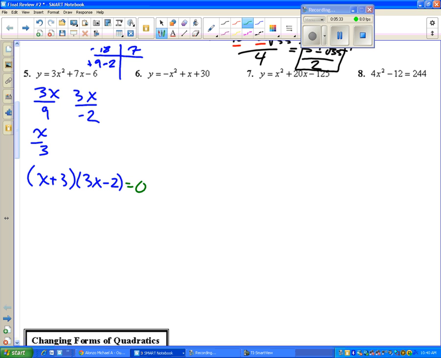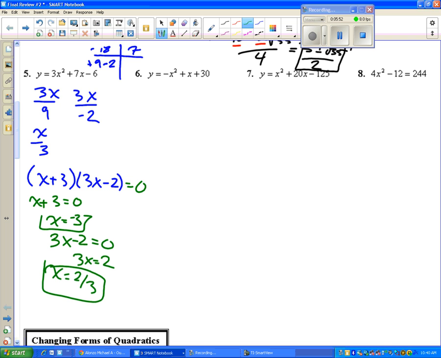This is equal to 0, so that means x plus 3 is equal to 0. Subtract 3, x is equal to negative 3. It also means that 3x minus 2 is equal to 0, add 2. 3x is equal to 2, divide by 3, x is equal to 2/3. Those are my two answers.